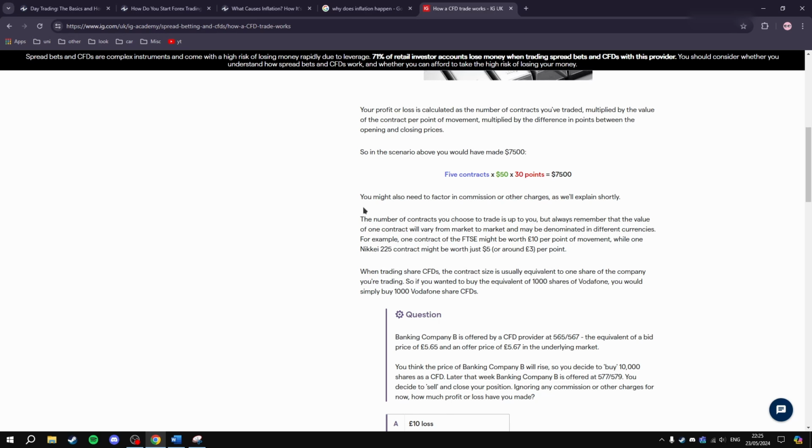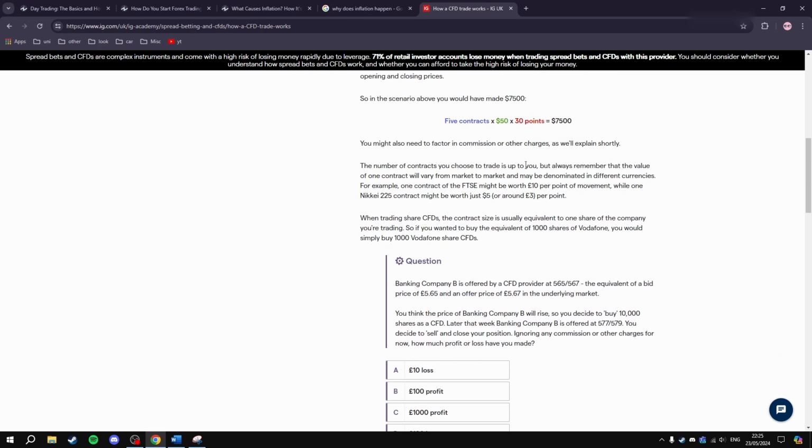The number of contracts you choose to trade is up to you, but always remember that the value of one contract will vary from market to market and may be denominated in different currencies. For example, one contract of the FTSE might be worth £10 per point of movement, while one Nikkei 225 contract might be worth just $5 or around £3 per point. When trading share CFDs, the contract size is usually equivalent to one share of the company you're trading. So if you wanted to buy the equivalent of 1,000 shares of Vodafone, you would simply buy 1,000 Vodafone share CFDs.